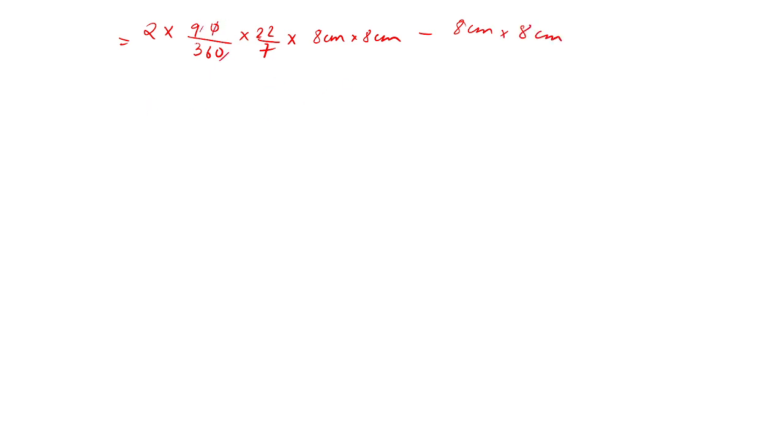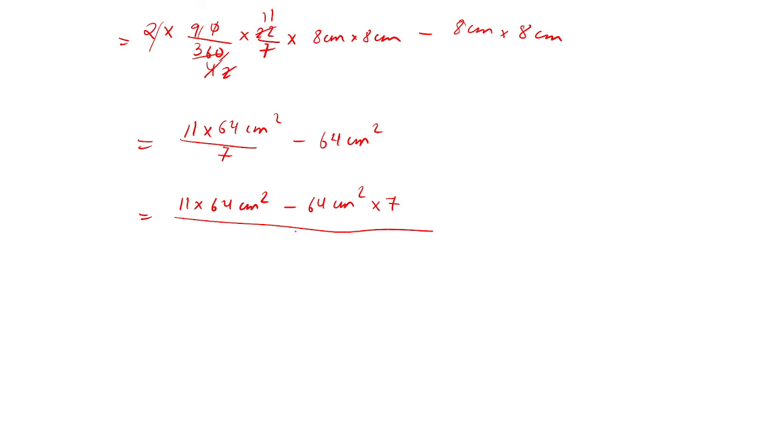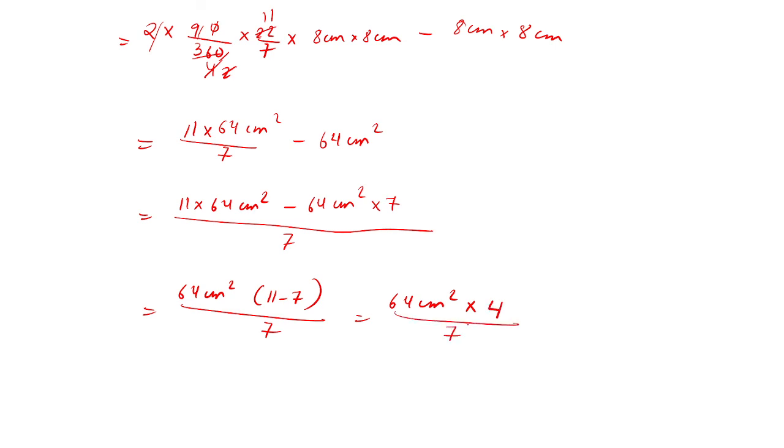So you can start cancelling 9 into 4, and you can cancel this 2 and 11. Finally you'll be left with 11 into 64 centimeter square by 7 minus 64 centimeter square. Clear? So you can just take 11 into 64 centimeter square minus 64 centimeter square into 7 by 7. You can take 64 centimeter square common, so you'll be left with 11 minus 7 divided by 7. So this is going to be 64 centimeter square into 4 by 7. So you just check out how much do you get for 64 into 4. 64 into 4 is equivalent to 256 centimeter square by 7. So that is the area of the portion that we are asked. It's the area of the designed area.